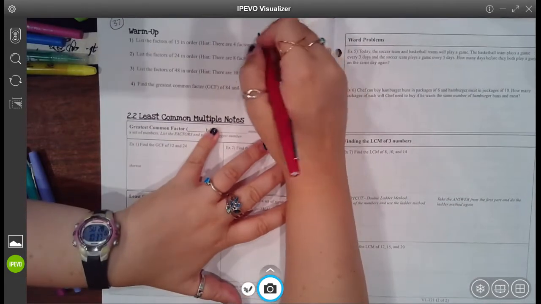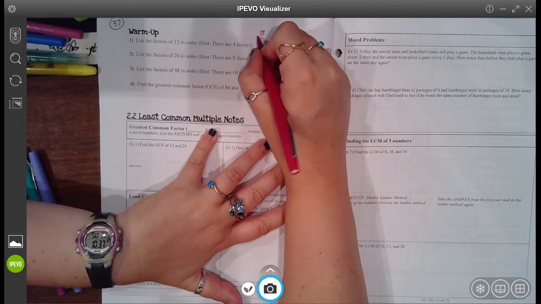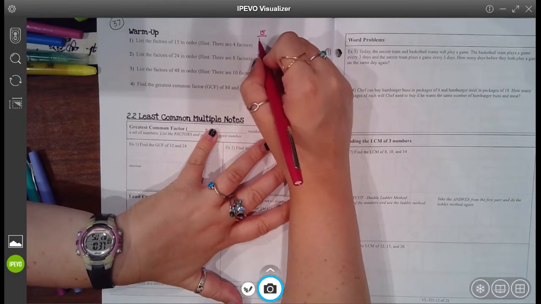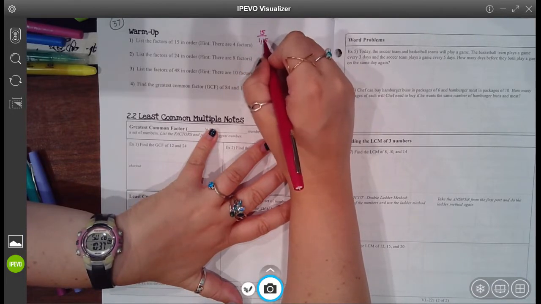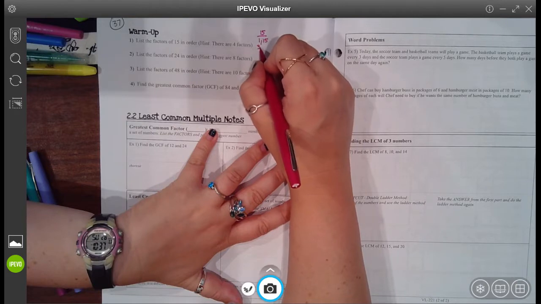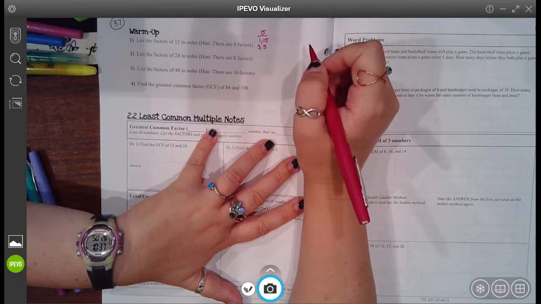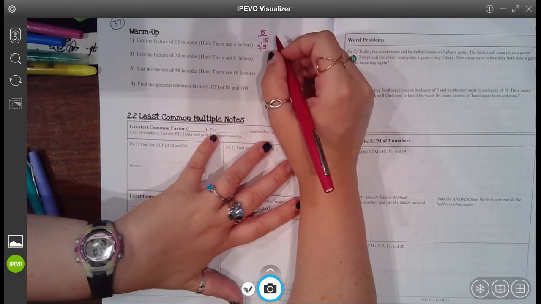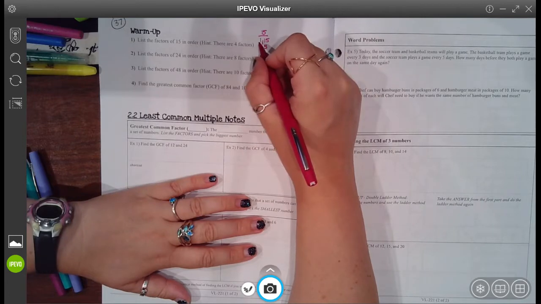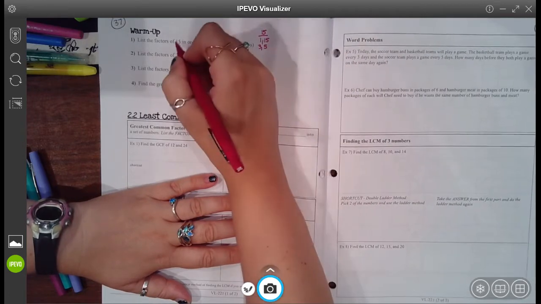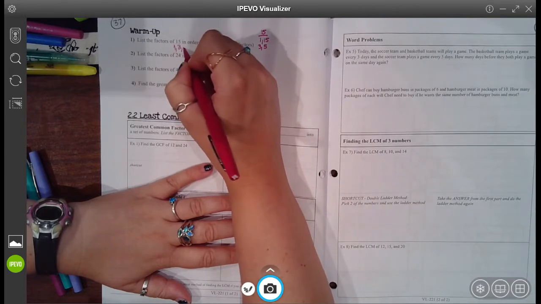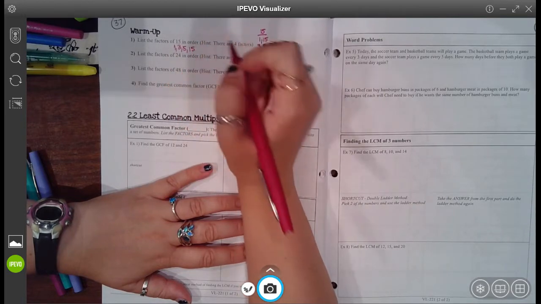So what I like to do is I write the number 15 and I start with 1. 1 times 15 is 15. 2 can't go in. 3 can go in because 3 times 5 is 15. 4 can't. 5 is already used, so there you go. That's all of the factors that can go into 15. So now I write them in order and you just follow this little U. 1, 3, 5, 15. And now you have all of the factors of 15 in order.